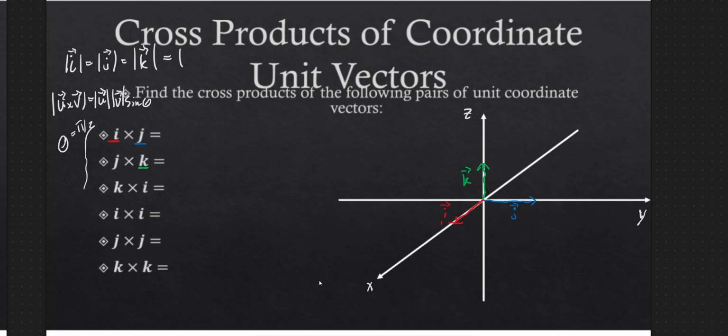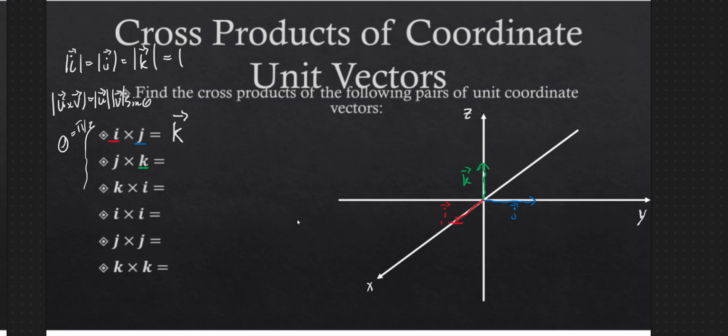So I cross J. Point your fingers along I. Imagine you're inside of this plane, inside of this space here. Point your fingers across I, curl them in the direction of J. So our thumb would then be pointing directly up and have a magnitude of 1, that means it'd be parallel to K, and it has a magnitude of 1. So that means it is K. So I cross J is K.